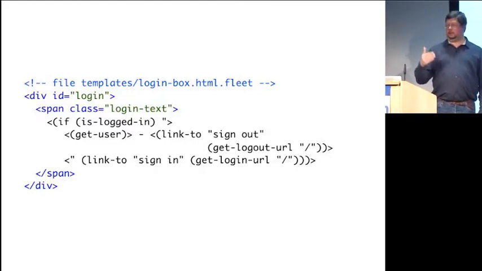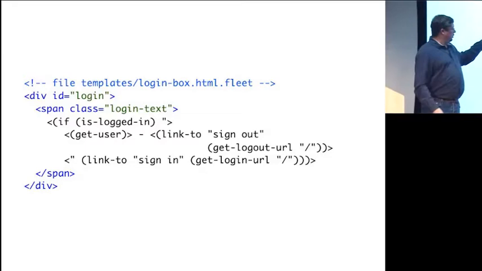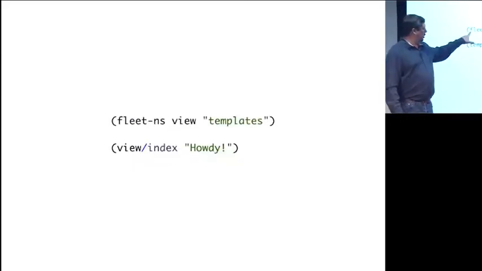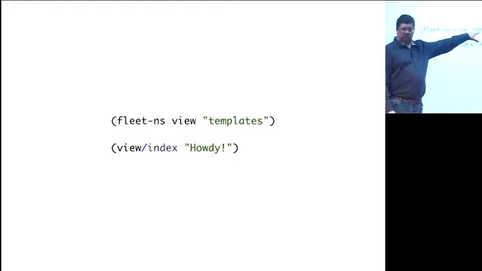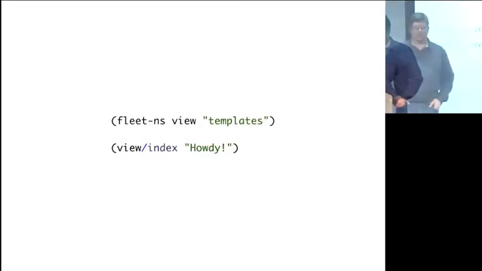But the designer of Fleet understood this need, and the way you tell it to look in this directory and take all these files and generate rendering functions from them is you call fleet-ns. fleet-ns takes first a namespace and then the name of the directory to go look in for template files. And all of the functions it generates, it puts in that namespace.